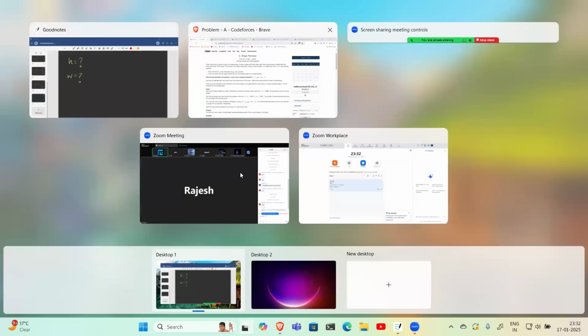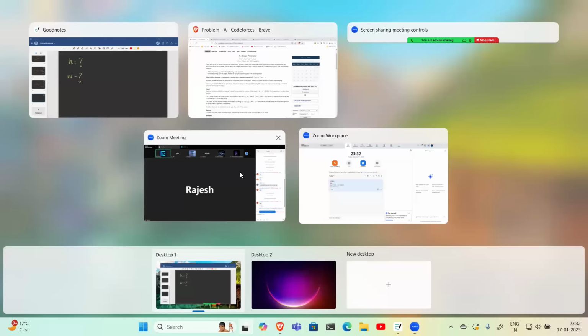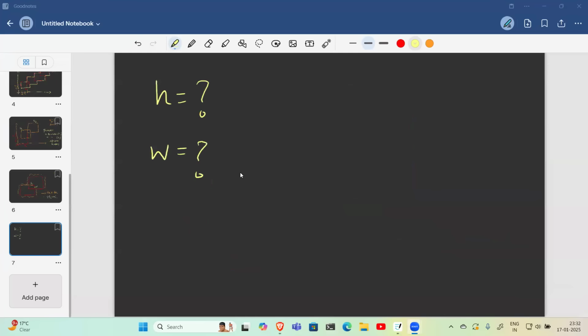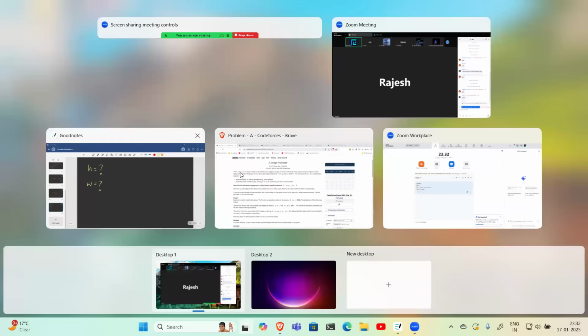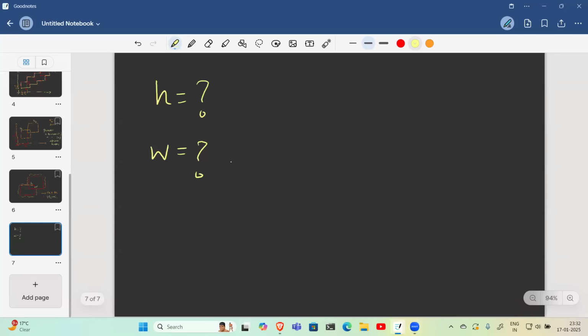Anyone in the chats? What are H and W? Any guesses? Okay, Aman says X or Y. Let us see how. So basically, I had this square, right? So I had this square, and then I had this square. Great. Now I need to find, so I call this H and this is W.